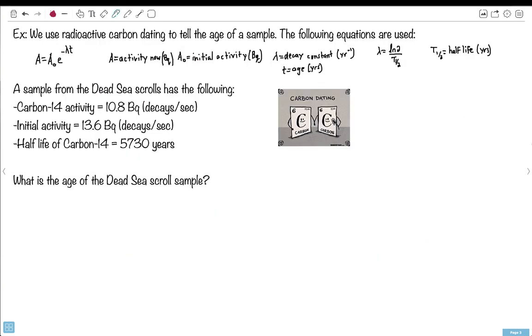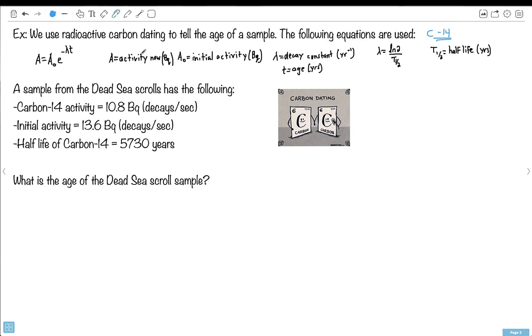So let's do a real example here. We have radioactive carbon dating. Get it? Carbon dating. We have radioactive carbon dating. We do this in real life, and we call it C14. In physics, this is carbon 14. It's a radioactive isotope of carbon 12, the normal carbon.